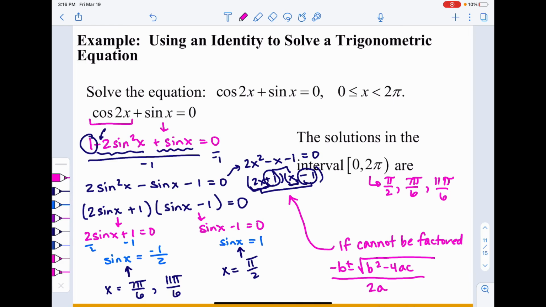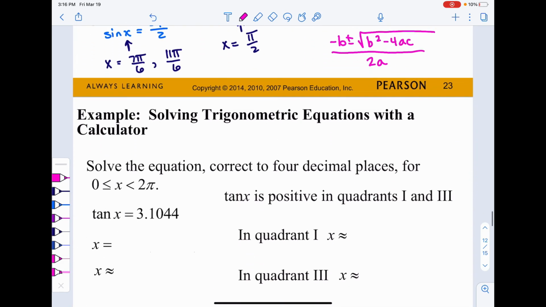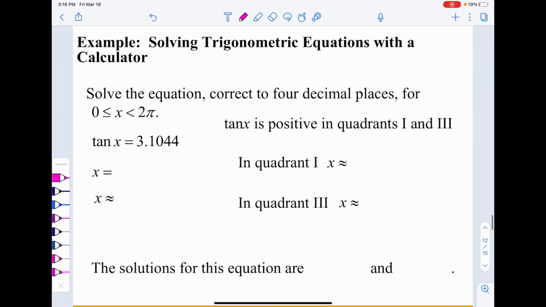So the last little piece, if that wasn't hard enough, this might be a little bit easier because you get to take it to a calculator. These ones say to solve the equation, correct to 4 decimal places. So we want 4 decimal places for 0 is less than or equal to x, which is less than 2 pi. They tell us that the tangent of x is equal to 3.1044. And a little side note, make sure that you are in radian mode on your calculator. Otherwise, you're not going to get the right answer.